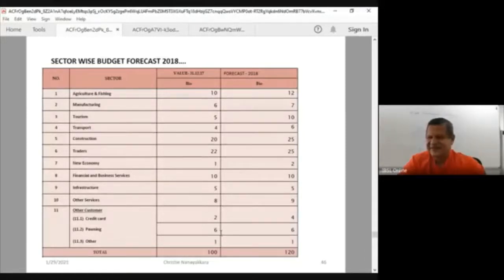Then we have financial and business services. We have infrastructure facilities. Then we have other services. Then we have other customers. All the retail customers will fall into this other customer category. They enjoy credit card, pawning, and any other type of retail lending. Other services are businesses that provide services, meaning we have doctors, engineers, accountants, so they will fall into the other services category.